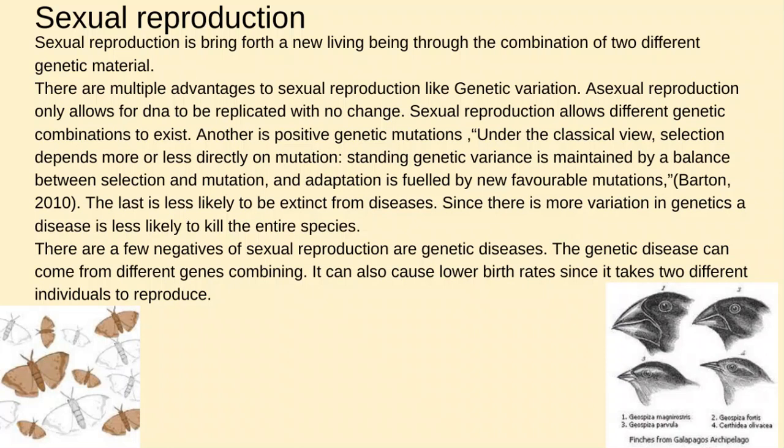Another is positive genetic mutations. Under the classical view, selection depends more or less directly on mutation. Standing genetic variance is maintained by a balance between selection and mutation, and adaptation is fueled by new favorable mutations. The last is being less likely to go extinct from diseases. Since there is more variation in genetics, a disease is less likely to kill the entire species.